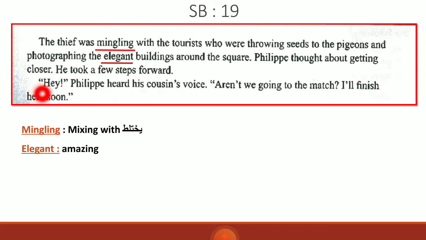Okay. Hey, Philippe heard his cousin's voice. So his cousin called on him. Aren't we going to the match? I'll finish here soon. So his cousin called on him in order to remind him that they were going to the match.